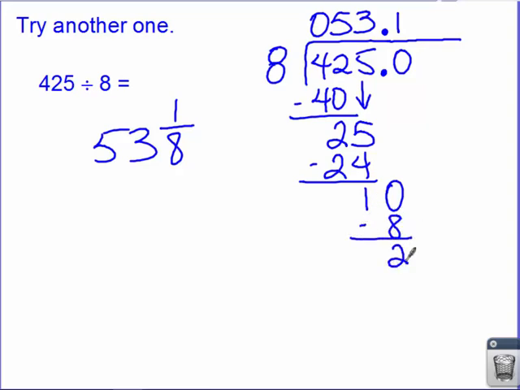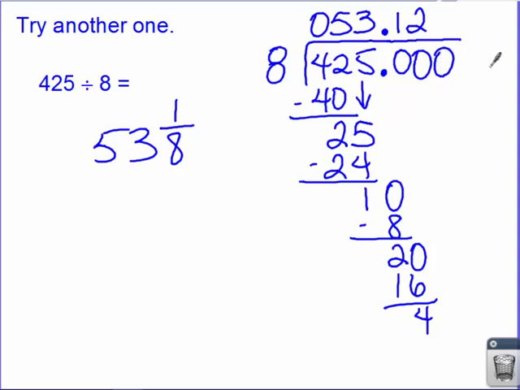Uh-oh, I still have leftovers. So I add another 0. Okay. Then we go 8 goes into 20. Well, that goes 2 times. 2 times 8 gives us 16. We end up with 4 left over. Uh-oh. So we add another 0.